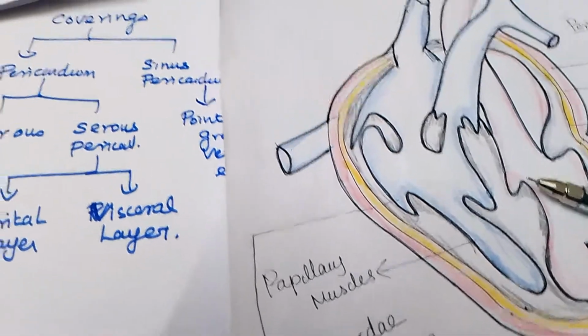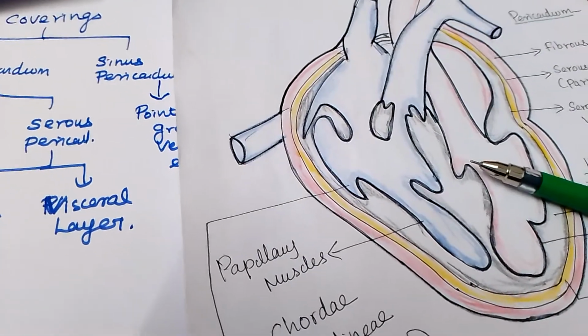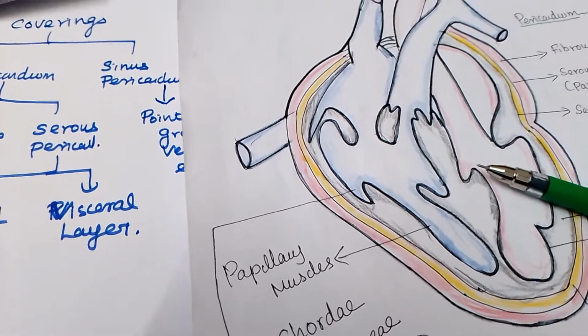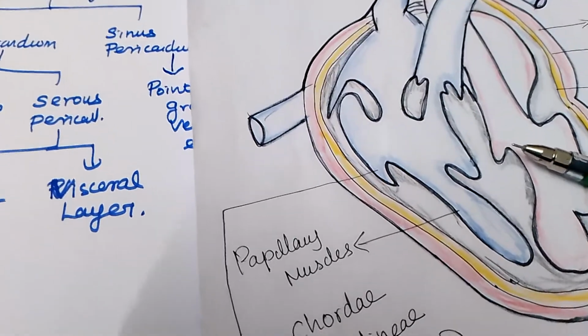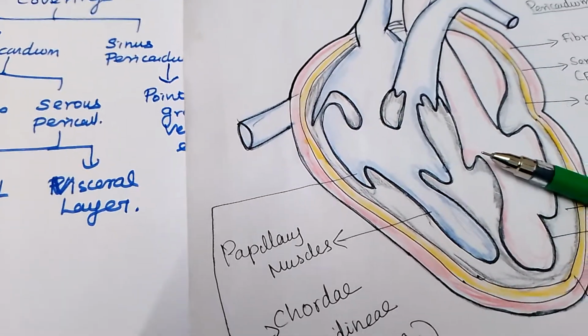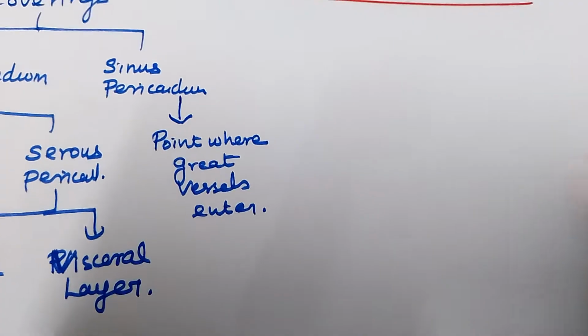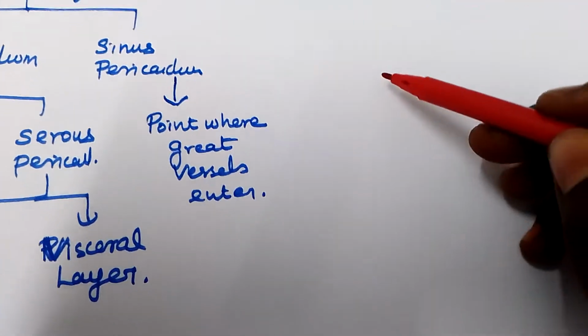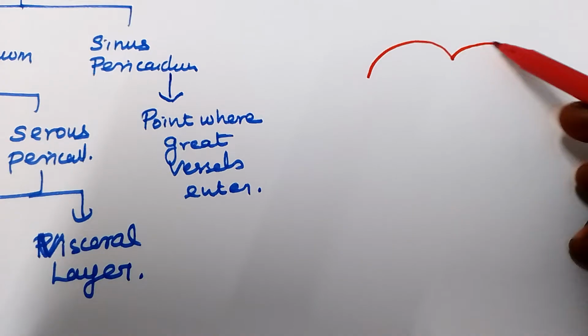Next we will see the different valves of the heart. Now we have seen the coverings of the heart. Next we will see the valves of the heart. So before seeing the valves of the heart, you can draw one schematic diagram of the heart, right?